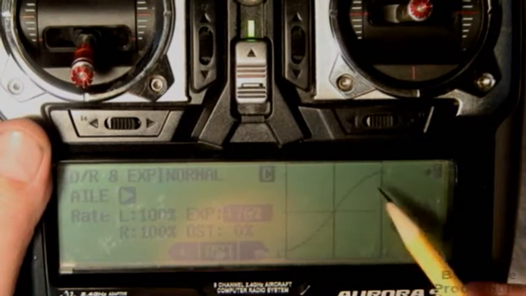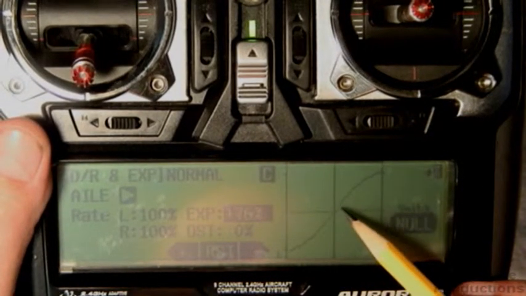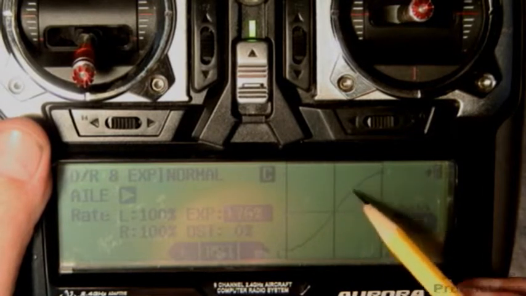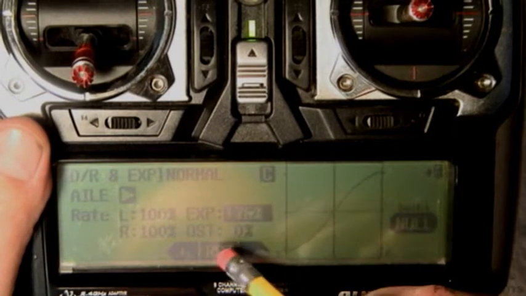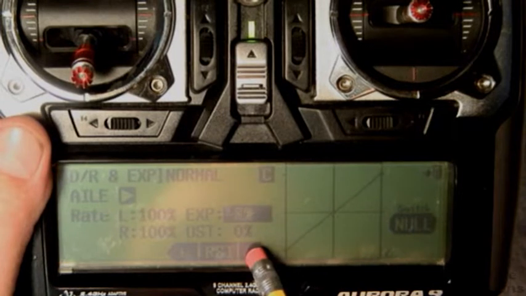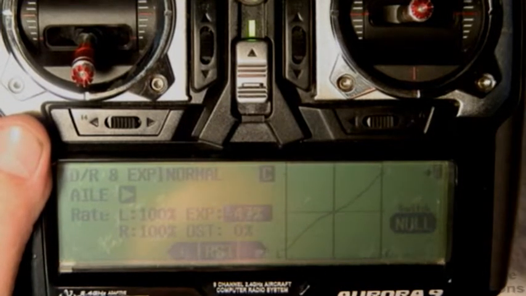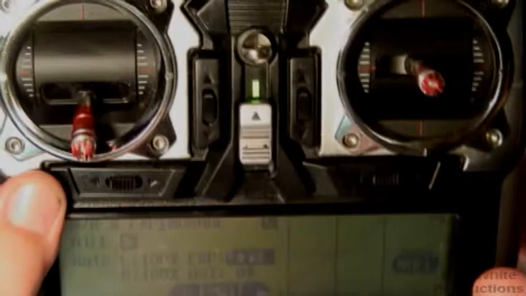Notice the curve. What this means is the servo is going to move really fast around center and slow down around the ends. Let me reset and give negative Expo. It's important if you're going to use Expo to know what you're doing. So I put in, what, 47 there.